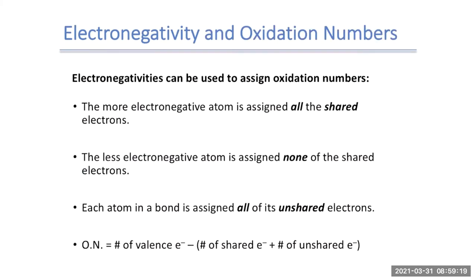So when we're using them to assign oxidation numbers, the more electronegative atom is assigned all the shared electrons. The less electronegative atom is assigned none of the shared electrons. When each of the atoms is in a bond, it's assigned all of its unshared electrons. So our oxidation number will equal our number of valence electrons minus the number of shared electrons and the number of unshared electrons. So this is one other way we can figure out our oxidation numbers, by looking at the electronegativity and looking at which electrons are shared and which ones are unshared.